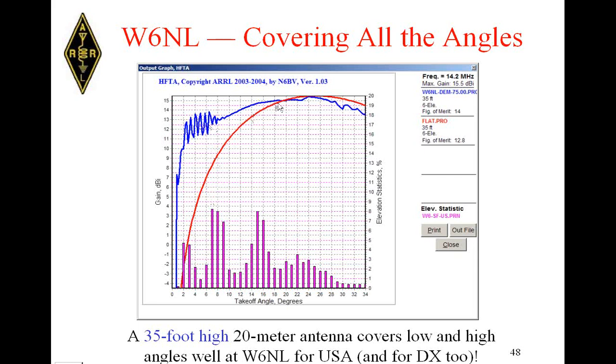at low angles. And of course, as you get up to higher angles, the gain differential goes away compared to a flatland antenna. But here we have a situation where a 35-foot high 20-meter Yagi covers both the low and the high angles well for USA use and for DXing use. It's a remarkable location. He is also extremely strong in the entire Bay Area. He can keep a frequency to himself because he's so strong throughout the entire Bay Area.